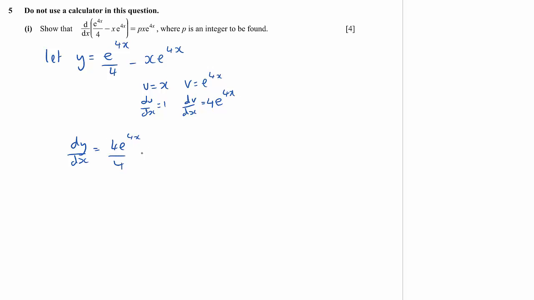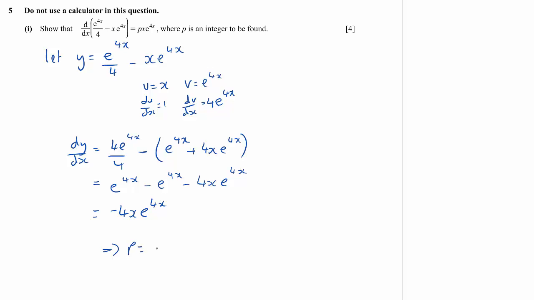That's over 4. And then take away, we've got this product, so v du dx, so that's e to the 4x, and plus u dv dx, which is 4x e to the 4x. So tidying up, this is just e to the 4x, then we've got take away e to the 4x, then we've got take away 4x e to the 4x, which gives us negative 4x e to the 4x, and that means that p is equal to negative 4.